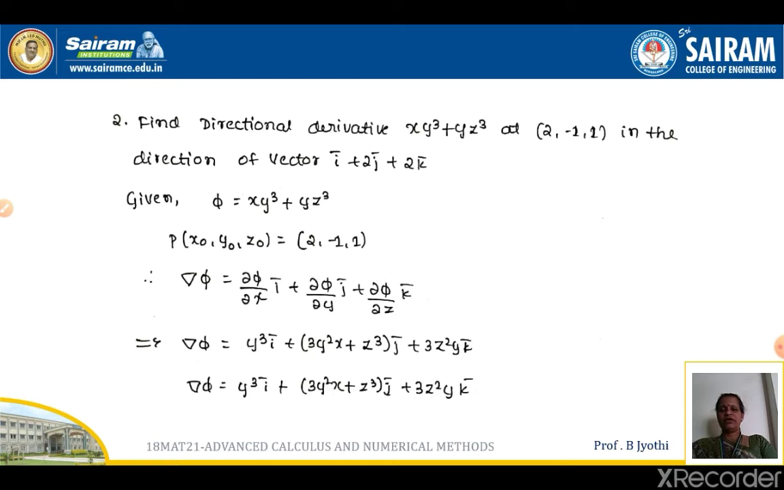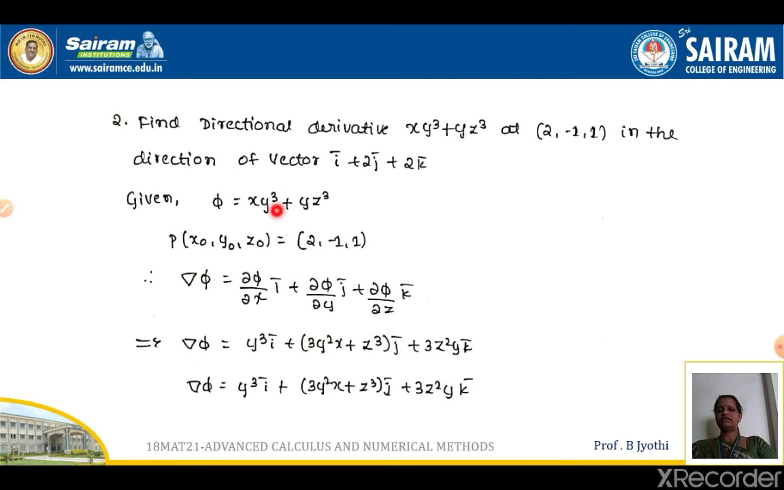So the given function is phi, let's consider that phi = xy cube plus yz cube, and the point is (2, -1, 1). Del phi, or grad phi, has to be determined for the given phi, that is given by the formula ∂phi/∂x i plus ∂phi/∂y j plus ∂phi/∂z k.